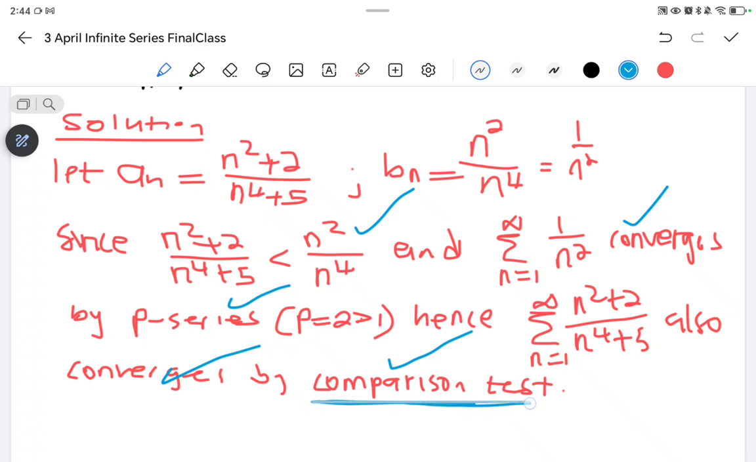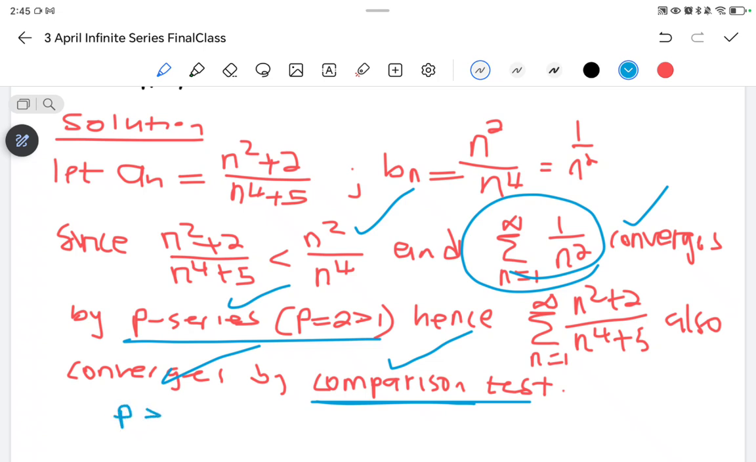They'll be given marks by telling us which test you used to check if it converges. For this one, we check it alone with a certain test. We use P series so that it converges. Remember P series, if P is greater than 1, it will converge. If P is less than or equal to 1, it will diverge. And then we come to this.